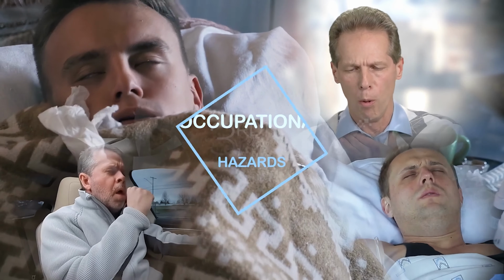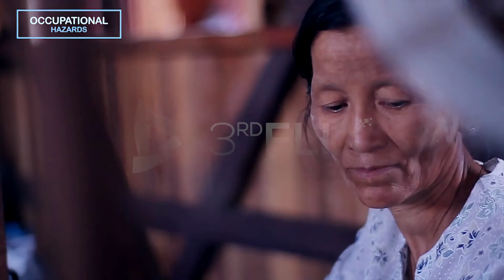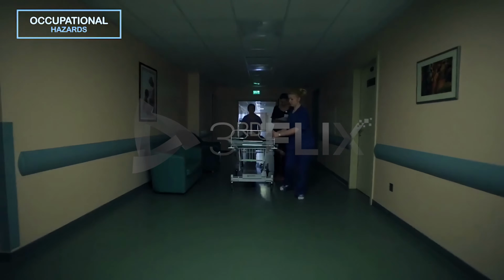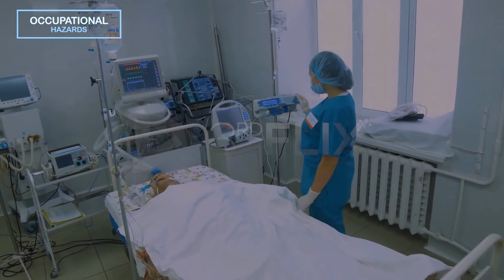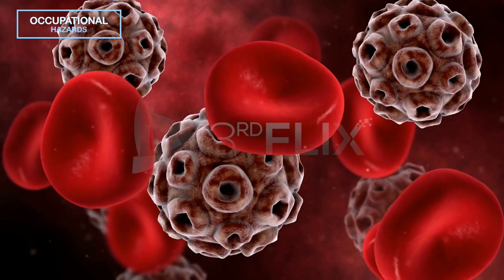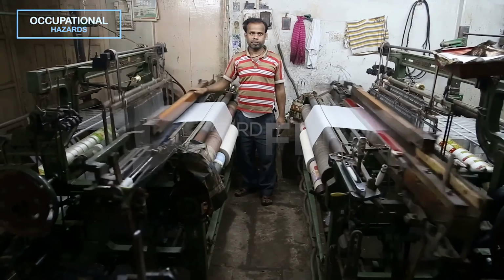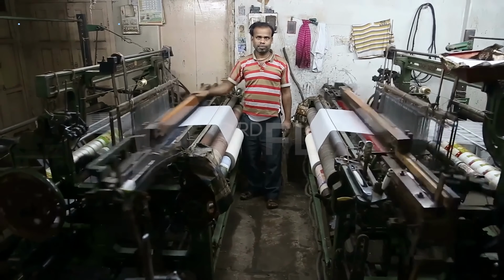Occupational hazards. Wool industry is an important means of livelihood for many people in our country. But the sorter's job is risky as sometimes they get infected by a bacterium, anthrax, which causes a fatal blood disease called sorter's disease. Such risks faced by workers in any industry are called occupational hazards.